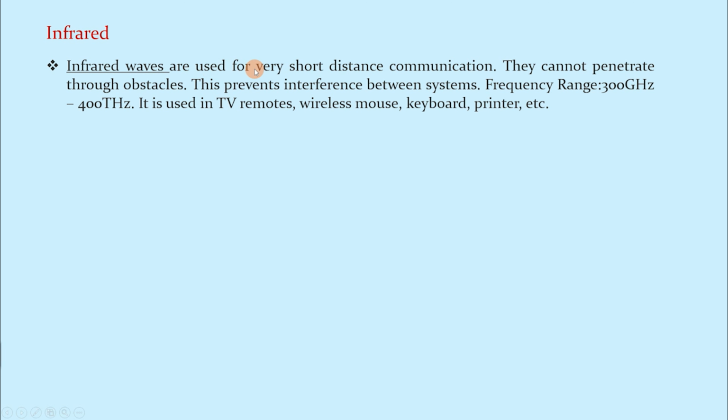Now, infrared. Infrared waves are used for very short distance communication. They cannot penetrate through obstacles. This prevents interference between systems. Frequency range is 3 GHz to 400 THz. It is used in TV remotes, wireless mouse, keyboard, printer, etc.